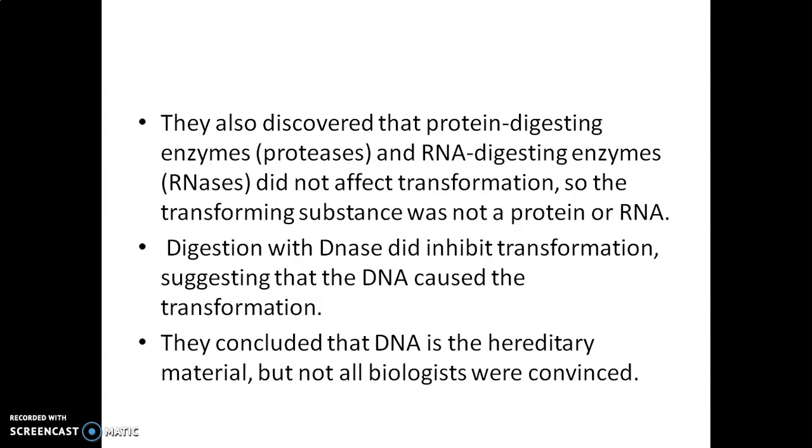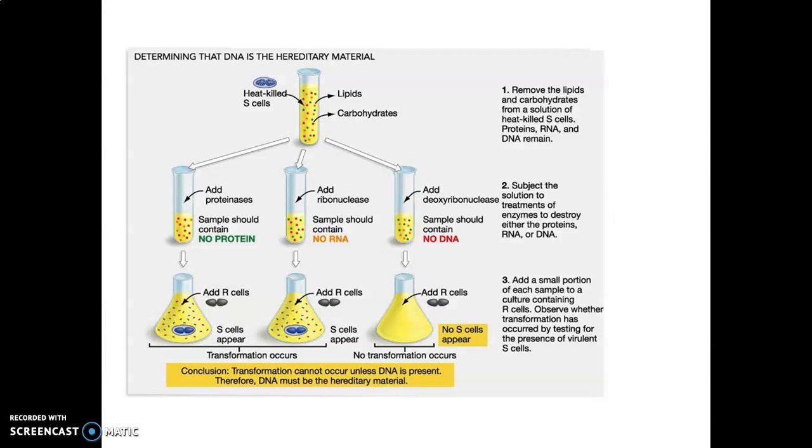Digestion with DNase did inhibit transformation, suggesting that DNA caused the transformation. So they concluded that DNA is the hereditary material. See children, this was their experiment. Here they add protease, the sample should contain no protein, and S cells appear. Here they add ribonuclease, that means the sample should contain no RNA.